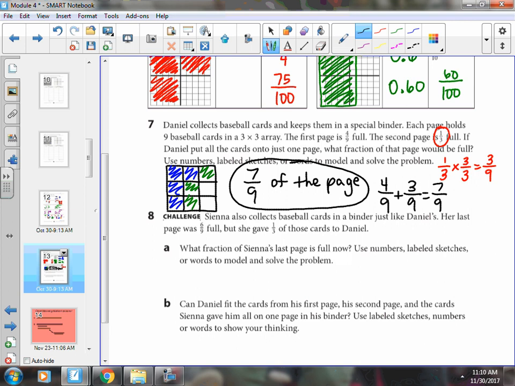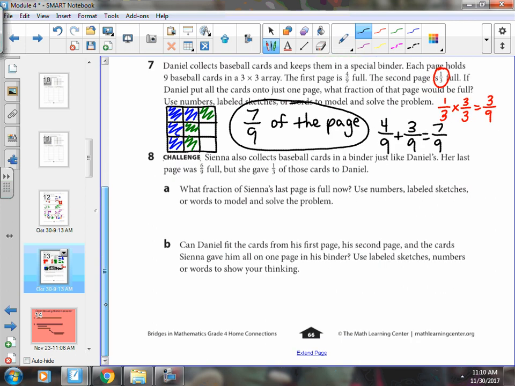All right, the challenge. Sienna also collects baseball cards in a binder just like Daniel's. Her last page was 6/9 full, but she gave 1/3 of them to Daniel. This is the part that I misread the first time. I want to really focus in once I get started here. 1/3 of those cards. That's kind of the tricky part of this problem. Okay, I'm going to draw a picture as well. If Sienna is giving cards to Daniel, I hope you're thinking subtraction. She had cards, she gave some away, so we're going to be thinking subtraction.